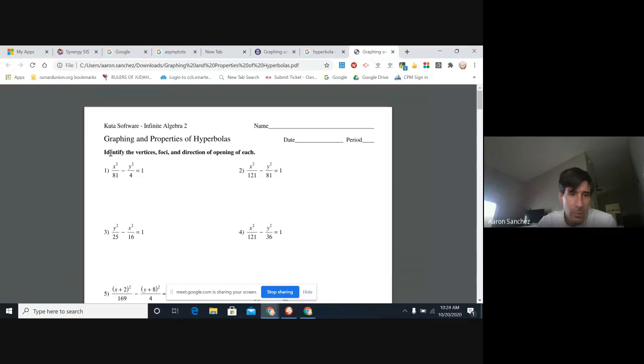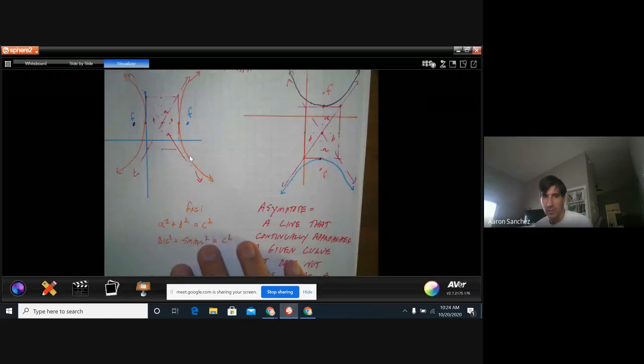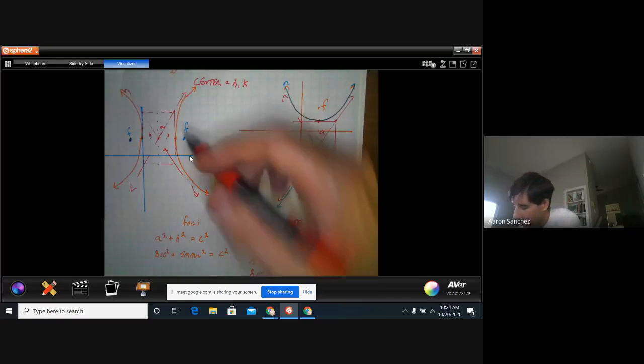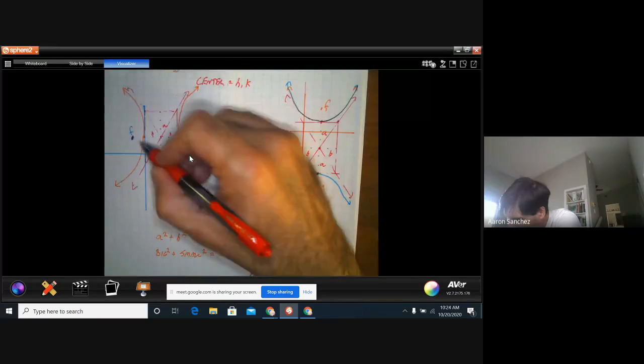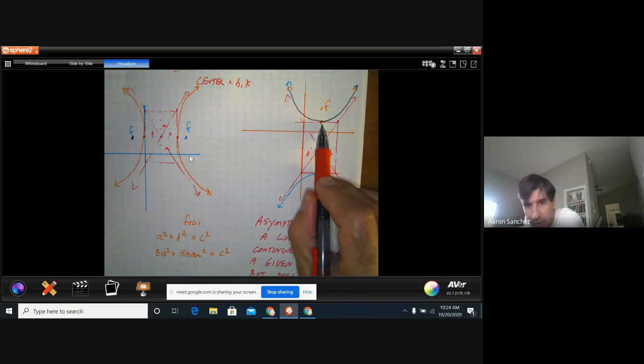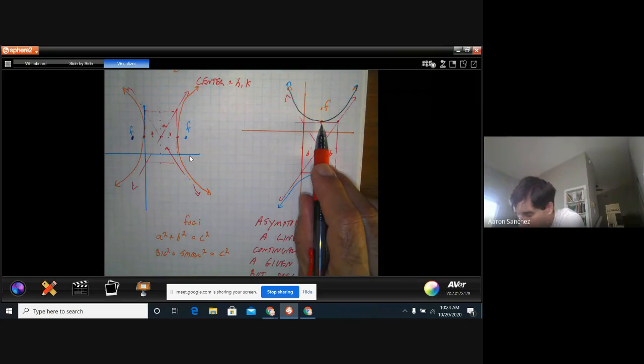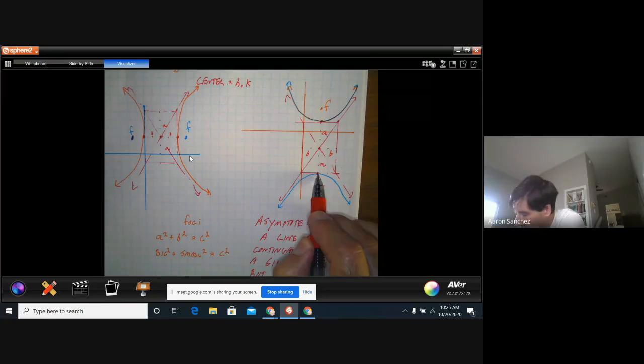Okay, so look what it's telling you to do. Identify the vertices, the foci, and the direction of opening of each. By the way, here's the vertices. Should have said. What do you guys think the vertices are? There's one right there and one right there, right? And this one, the vertex is there. That's the vertex, singular, for that one.